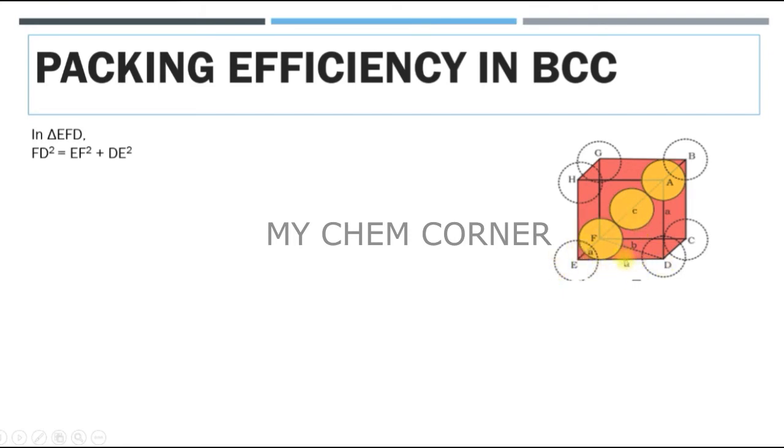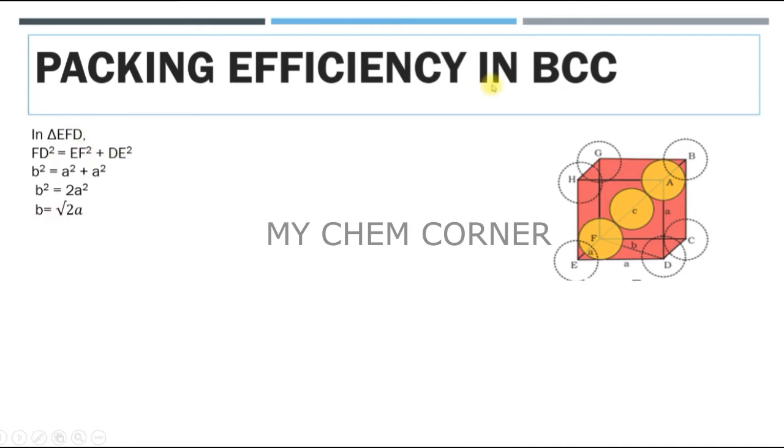So here, same thing, we have given the edges as A and the hypotenuse as B. That remains standard. So we'll just substitute the values. FD square is given as B here and the edge length is given as A. When we substitute it, it's going to be the same value that you got in the CCP or HCP. B is equal to root 2A.